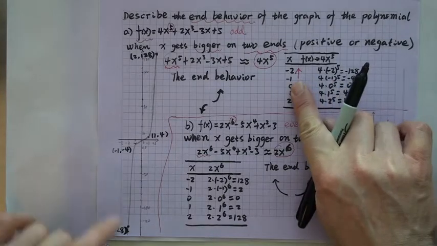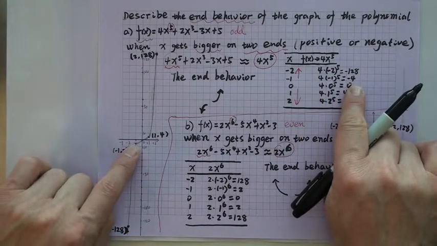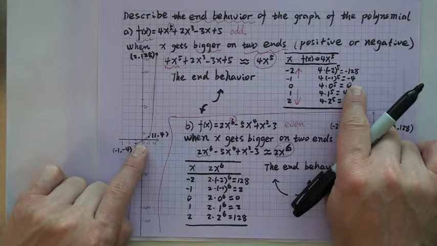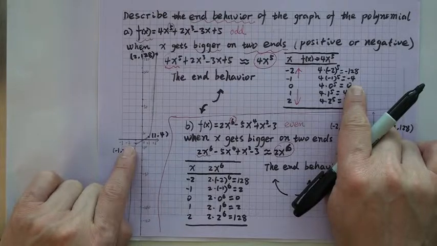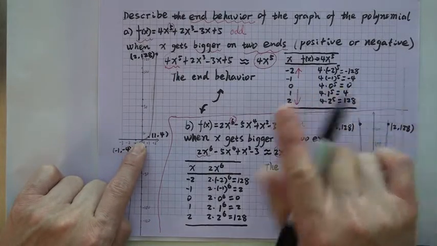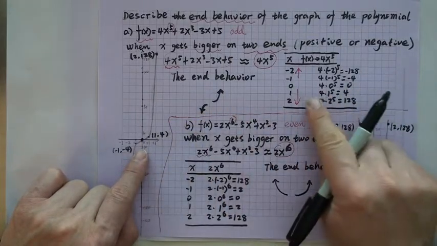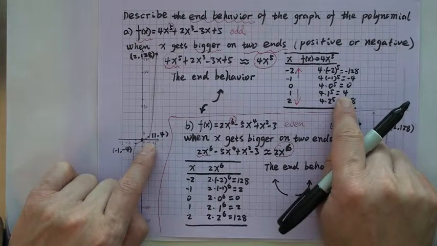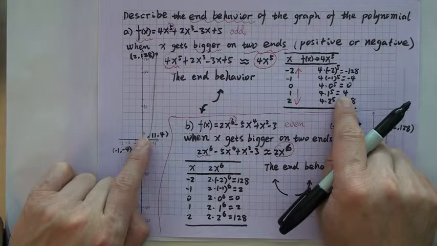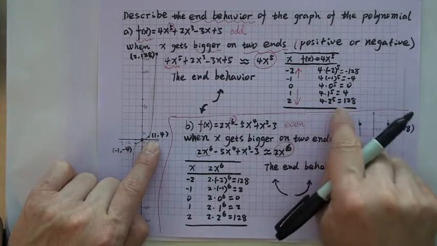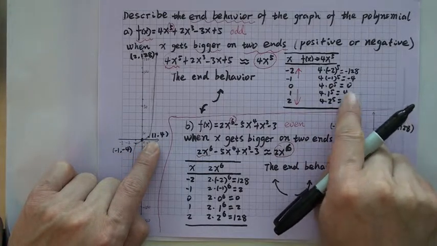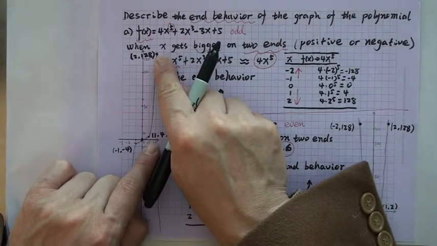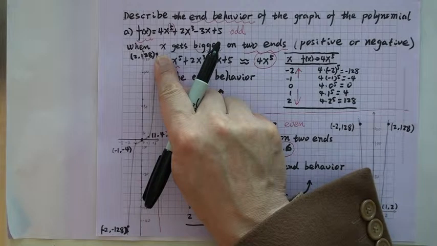Now x is negative 1, y is negative 4. So negative 1, negative 4 is right about here. Here is negative 10. So 0, 0. And then 1, 4. X is 1, y is 4, slightly below 5. X is 2, y is 128. 128 is about there.